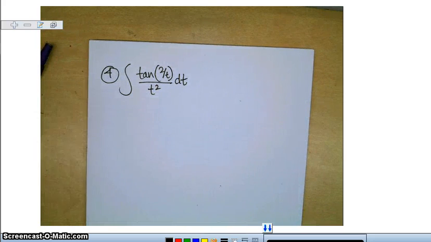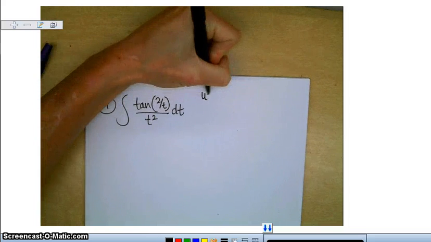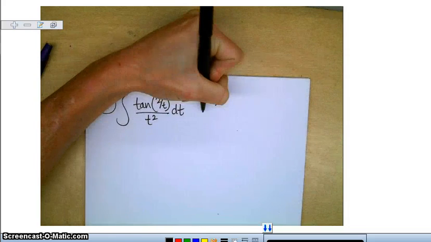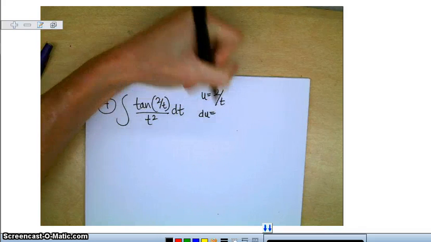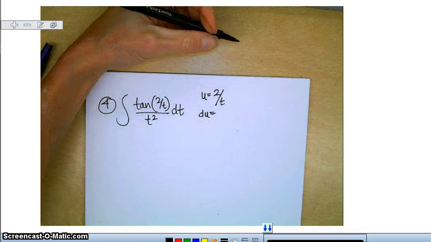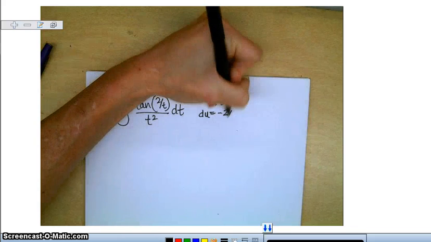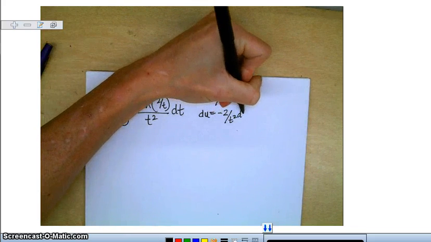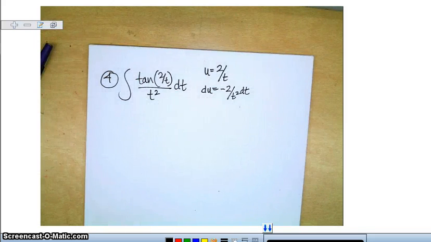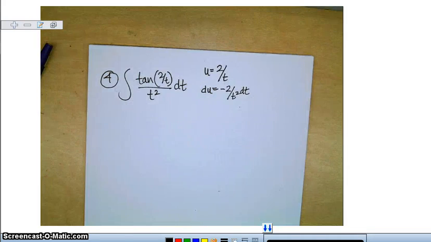All right. Any idea where to start here? Good. u equals 2 over t. And the derivative of that? Yep, negative 2 over t squared dt. Boy, that works out beautifully, doesn't it? Almost, kind of.